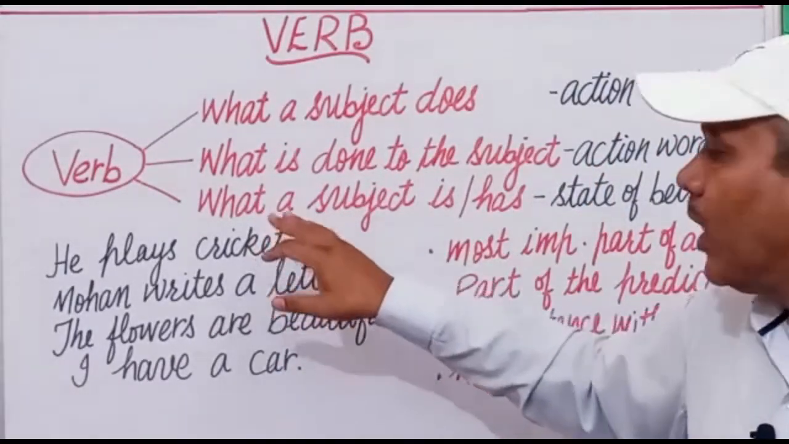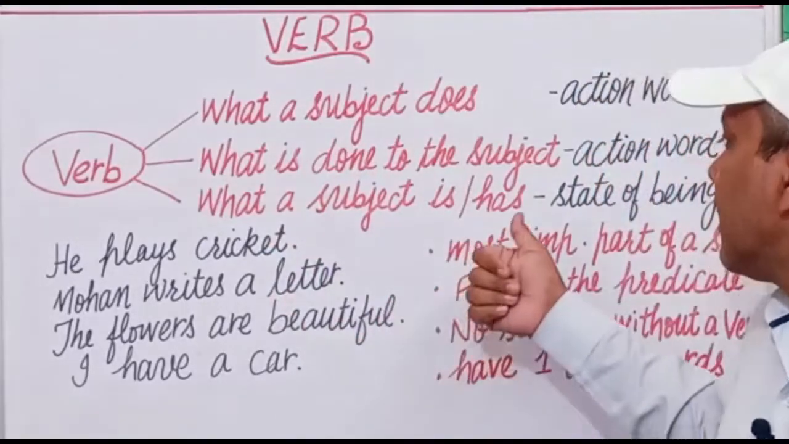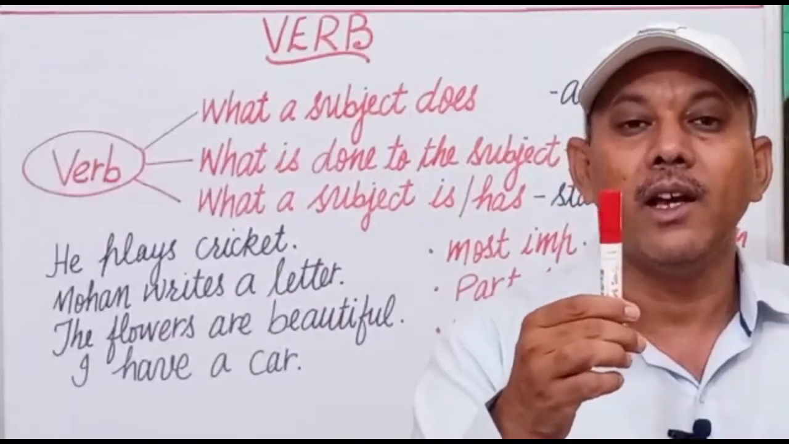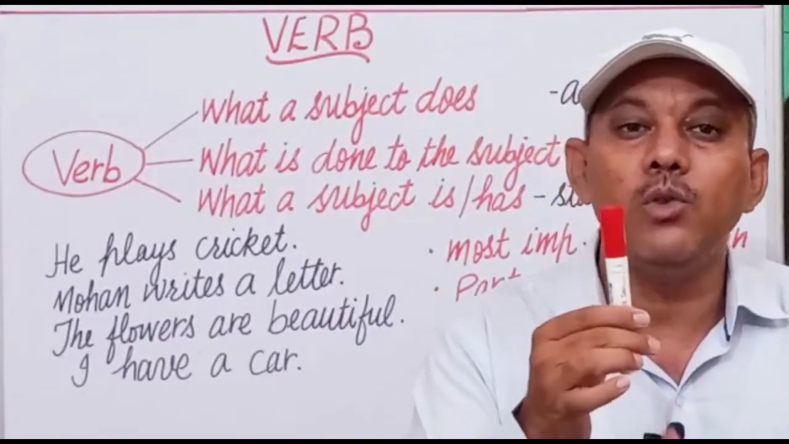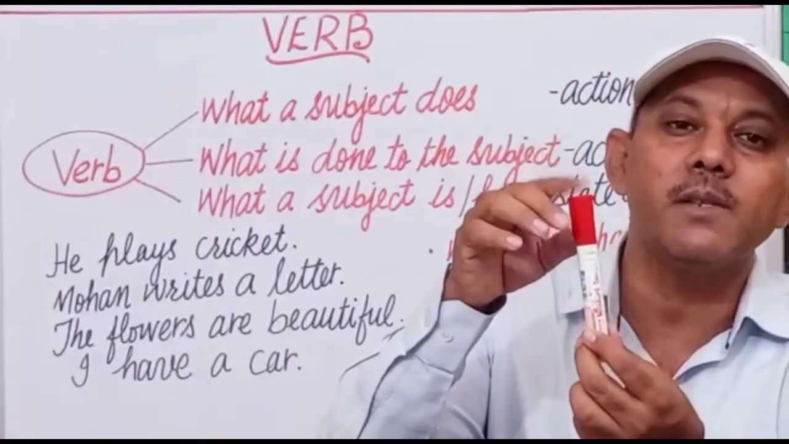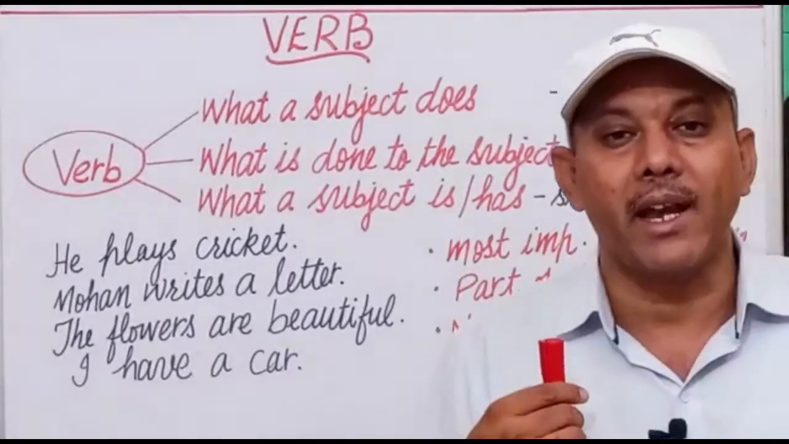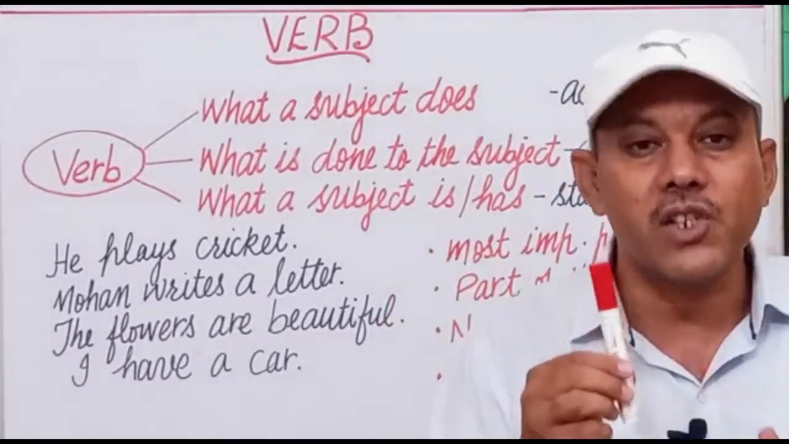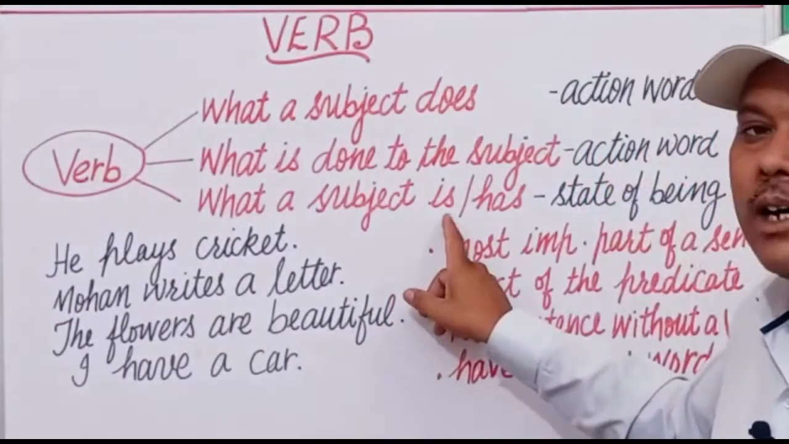And thirdly, what a subject is and what a subject has. For example, this is a pen. Here the word is tells us about the state of being of this pen, this subject. Or I have a pen. If a word tells us about the possession of something or the state of being of something, it is also a verb.